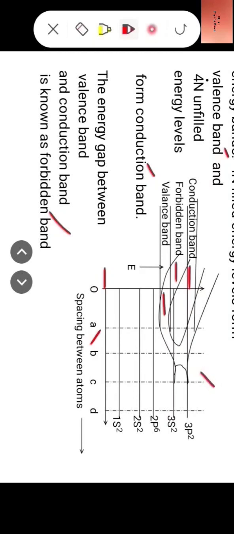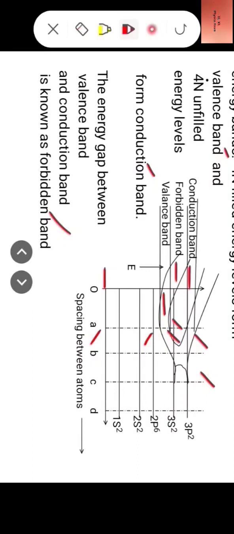Now look at the diagram. When spacing between atoms is equal to lattice spacing, then you mark these points for valence band and these points for conduction band, and the gap between the two is the forbidden band. So this is how formation of energy bands takes place in silicon.